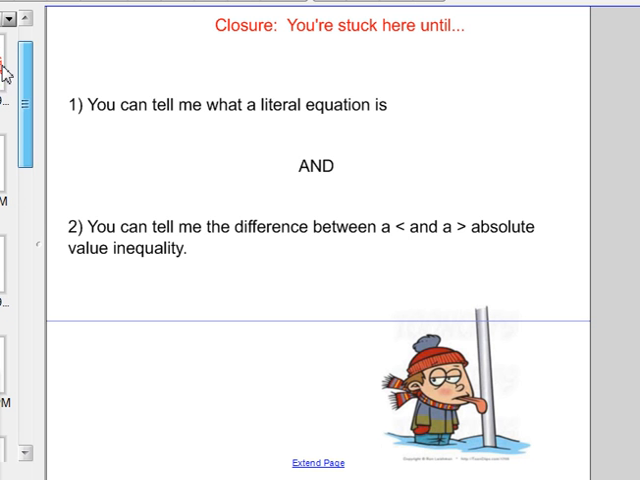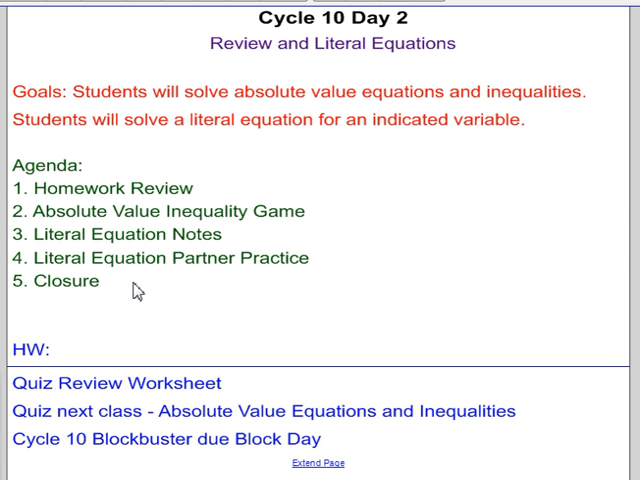Also, just as a quick reminder, you can pause the video at this point. Here's the homework. Make sure you get the quiz review worksheet. You do have a quiz on absolute value equations and inequalities next week, all right?